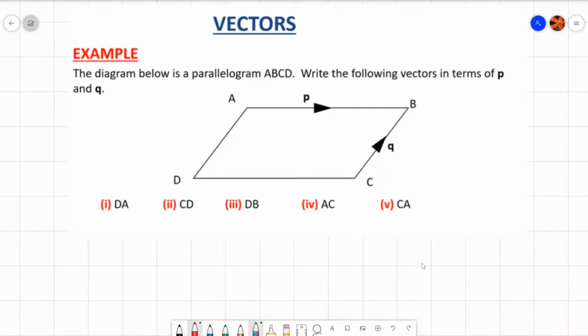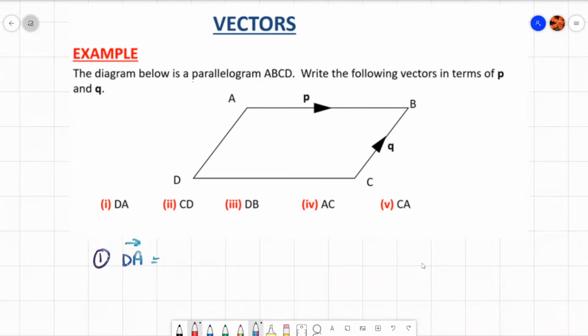Now, here's a diagram below. It's a parallelogram ABCD. Write the following vectors in terms of P and Q. So we're looking at direction. We've got to do number 1. We've got to do DA. So that's direction DA. How do you get from D to A?